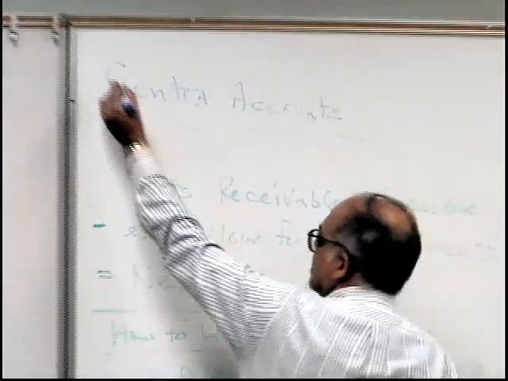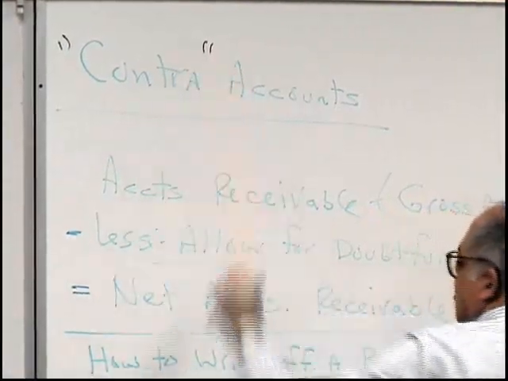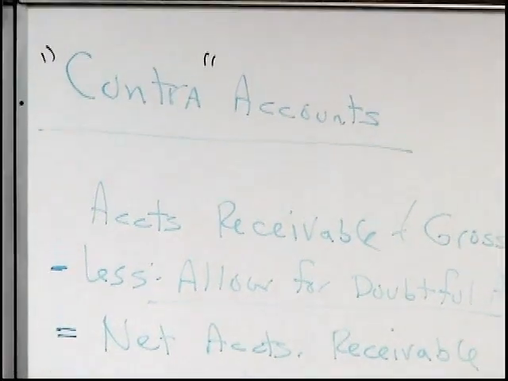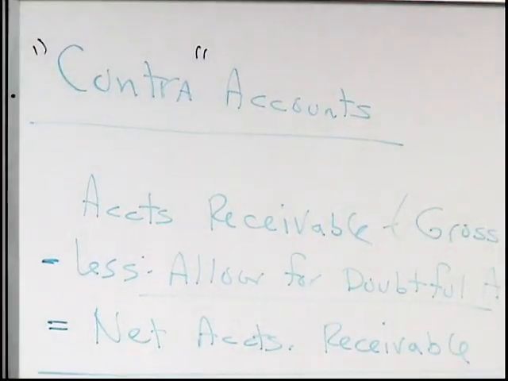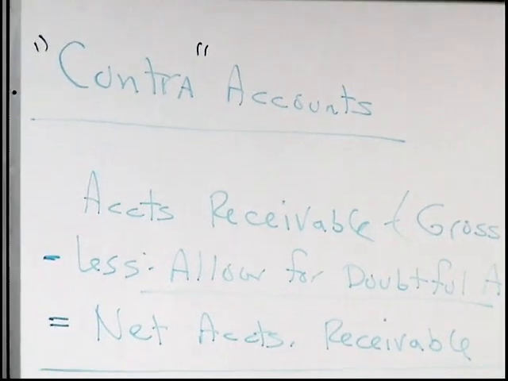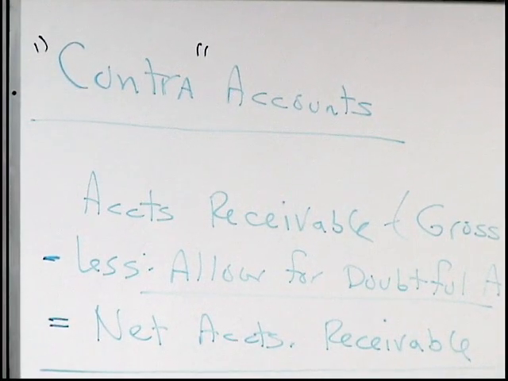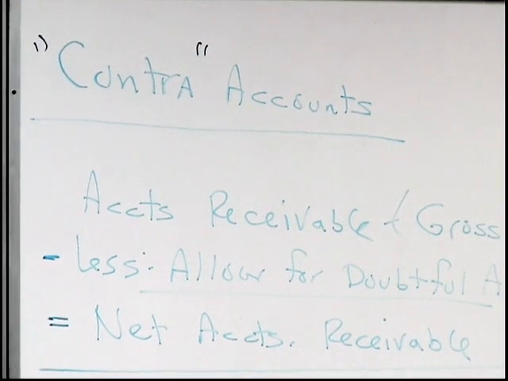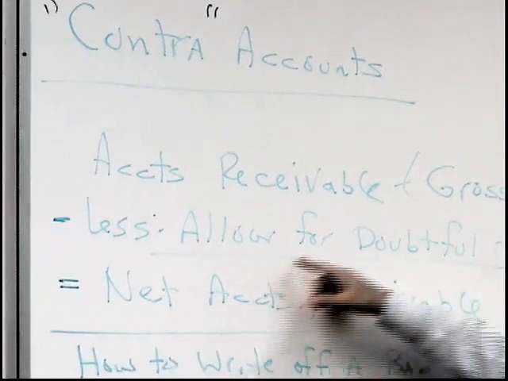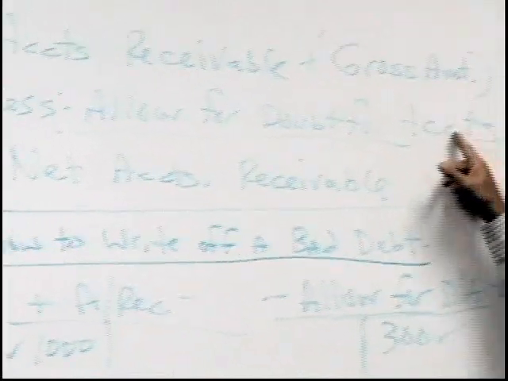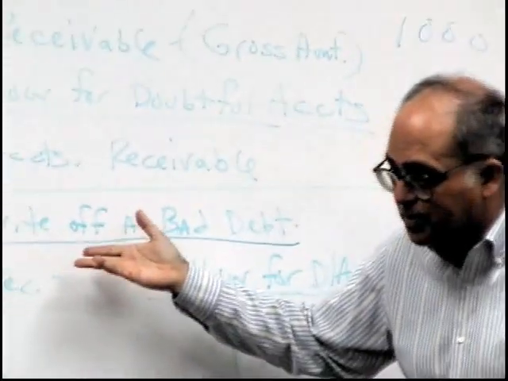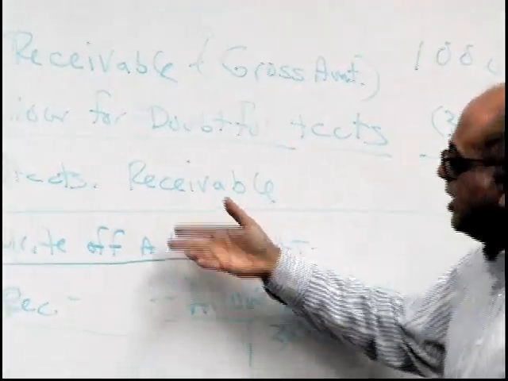Another thing they said to talk to you about was contra accounts. It seems a lot of students forgot about or didn't learn about contra accounts. Probably learned it and forgot it. So, an example of a contra account is the allowance for doubtful accounts, on the balance sheet, and I've got some key accounts here. Allowance for doubtful accounts, or allowance for bad debts, or allowance for uncollectibles, it's all the same.